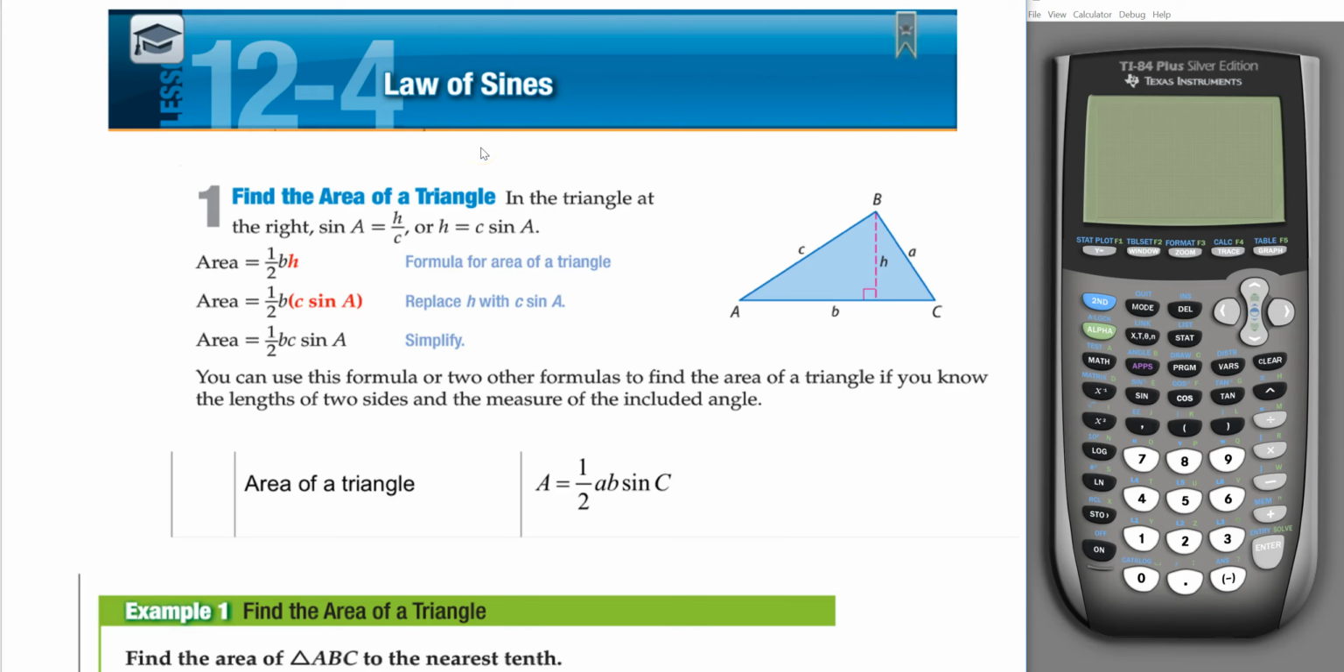12.4 Law of Sines. First thing you notice is I have a calculator on the side. We're going to use the calculator a lot for the next 2 lessons. What we're going to do in these next 2 lessons is solve triangles a couple different ways. The first way is called the law of sines.